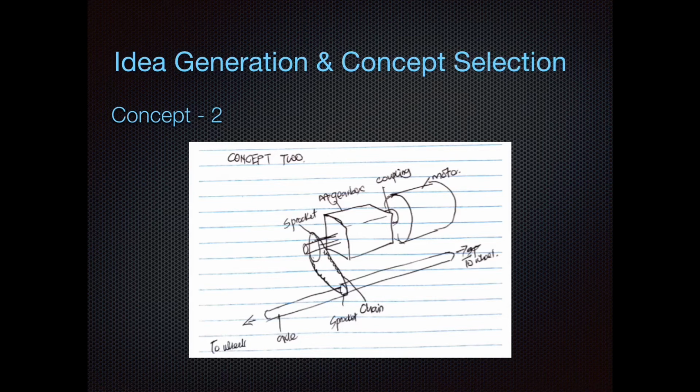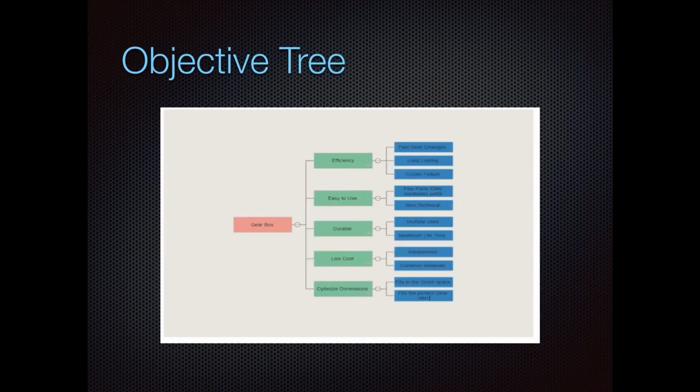Concept 2 was better since it was simple, though concept 1 seemed like that of a differential gearbox, which is able to transfer power differently to the wheels, so each wheel gets its own power. It involves using a compounded gear train, which is complex to make on SolidWorks. We also chose concept 2 because our objective tree needed low cost and ease of use. It also had durability, efficiency, and optimized dimensions.